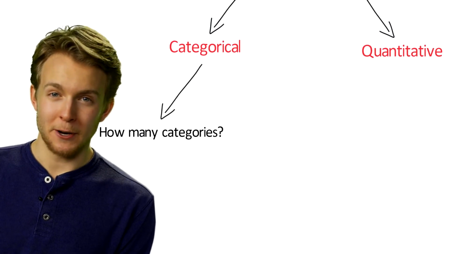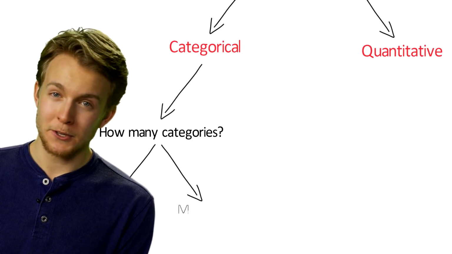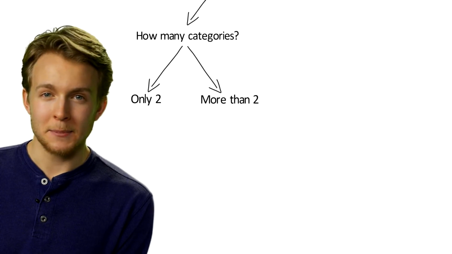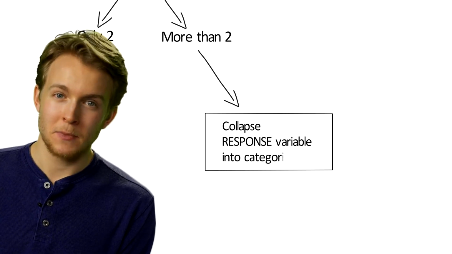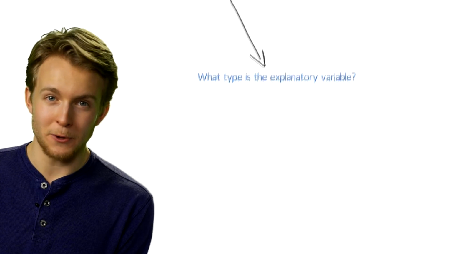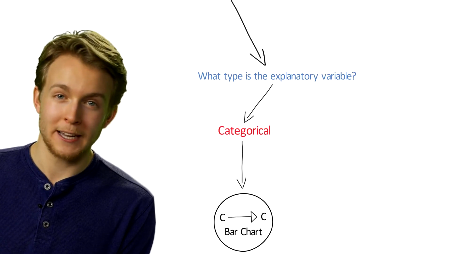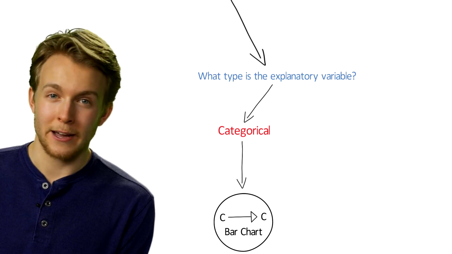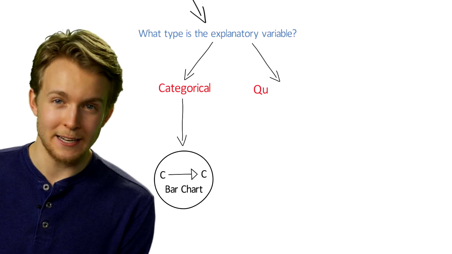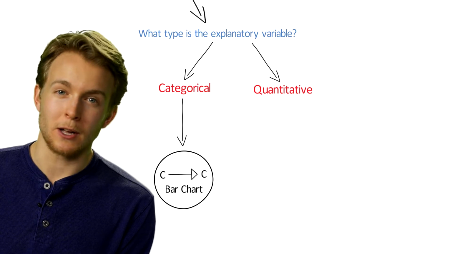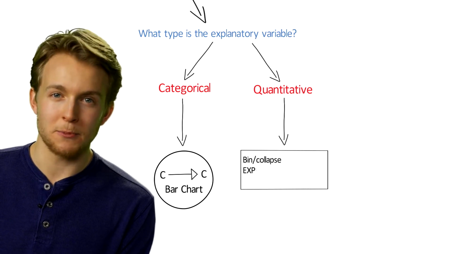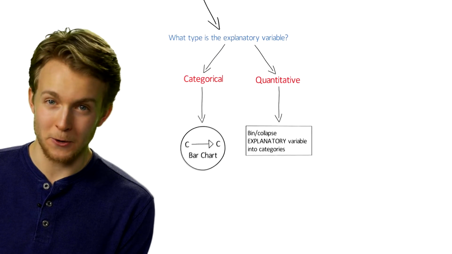Because our response variable was categorical with more than two categories, we needed to collapse it into only two categories. And because our explanatory variable, ethnicity, was categorical, we created a categorical by categorical bar chart. Had our explanatory variable been quantitative, we would have needed to bin or collapse that variable into categories before creating the categorical by categorical bar chart.